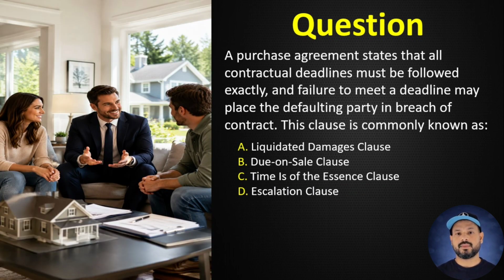Question number 10. A purchase agreement states that all contractual deadlines must be followed exactly, and failure to meet a deadline may place the defaulting party in breach of contract. This clause is commonly known as A. Liquidated damages clause, B. Due on sale clause, C. Time is of the essence clause, D. Escalation clause. Correct answer, C. Time is of the essence clause. This clause makes contractual deadlines legally significant and strictly enforceable.